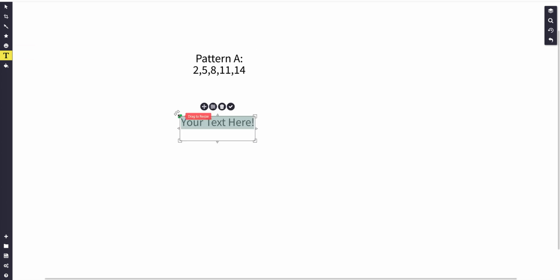So I'm going to show two patterns here. Pattern A is going to have these numbers: 2, 5, 8, 11, and 14. And then we have another pattern, pattern B, and this is going to have 3, 6, 12, 24, and 48.